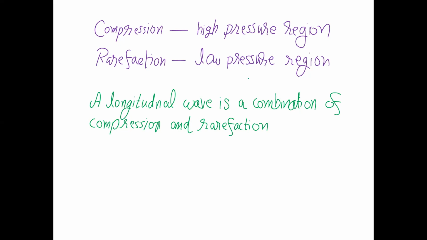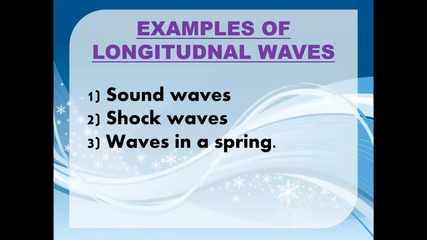We had started this topic and we had started longitudinal waves in our last class. Before that, the chapter was dealing with transverse waves. In a transverse wave, the oscillations are perpendicular to the wave, but in a longitudinal wave, oscillations are parallel to the wave. Examples of longitudinal waves: sound waves, shock waves, waves in a spring. You have to copy this.